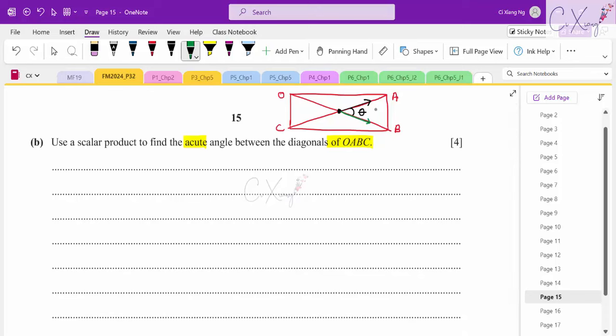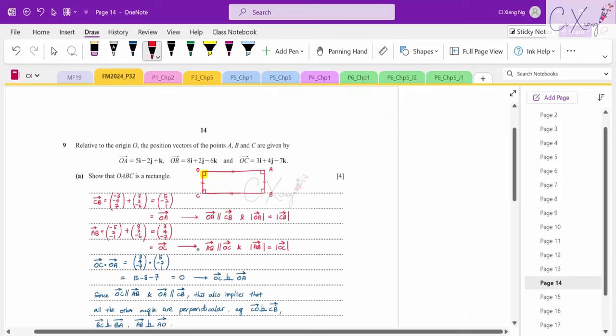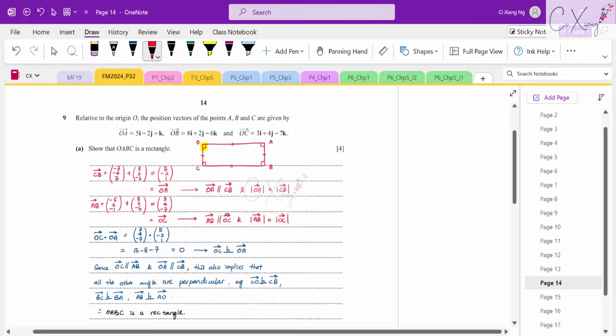You cannot say that you want to use CA and then BO. Cannot. Both of them must go out from the same point to form the angle. So if I want to find this particular angle here, the vectors I should use are CA and OB. So now I try to use CA and OB. CA dot OB. I think we got CA just now from the calculation in the earlier part, if I'm not mistaken.